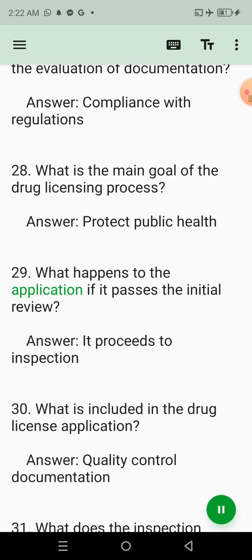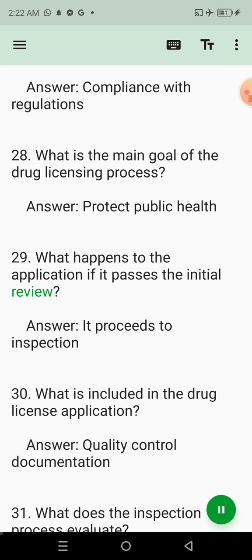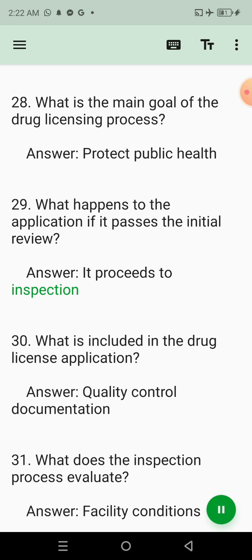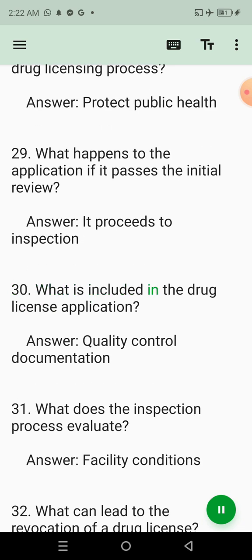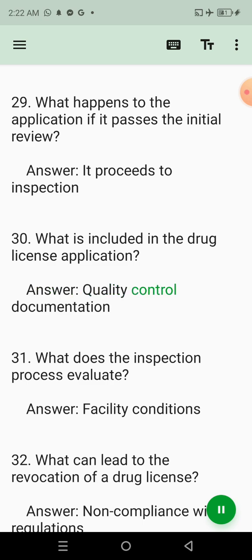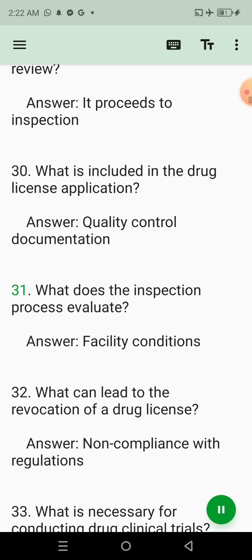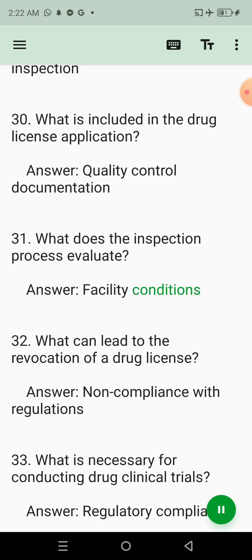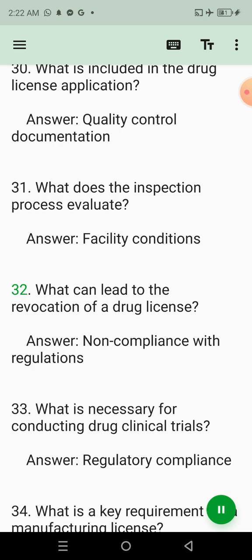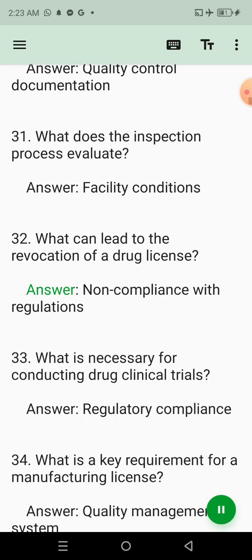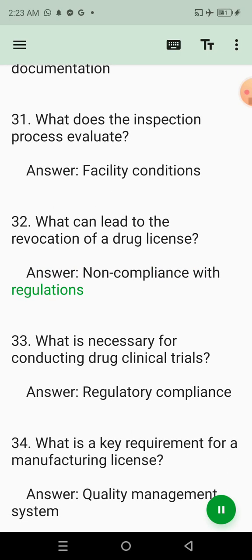29. What happens to the application if it passes the initial review? Answer: it proceeds to inspection. 30. What is included in the drug license application? Answer: quality control documentation. 31. What does the inspection process evaluate? Answer: facility conditions. 32. What can lead to the revocation of a drug license? Answer: non-compliance with regulations.